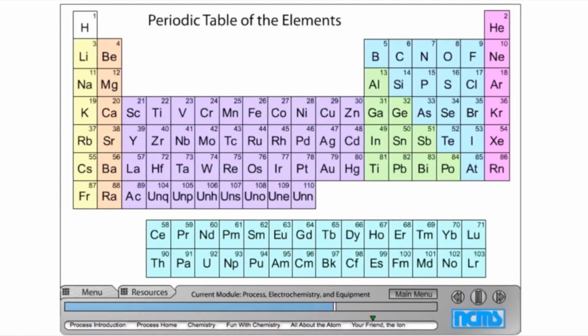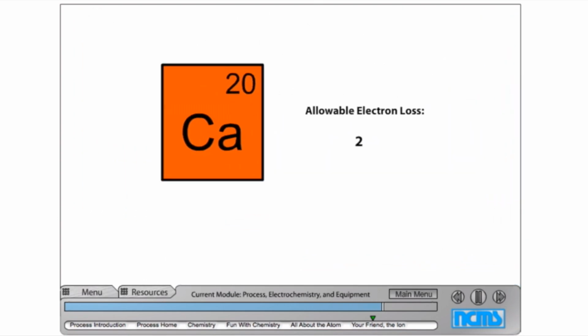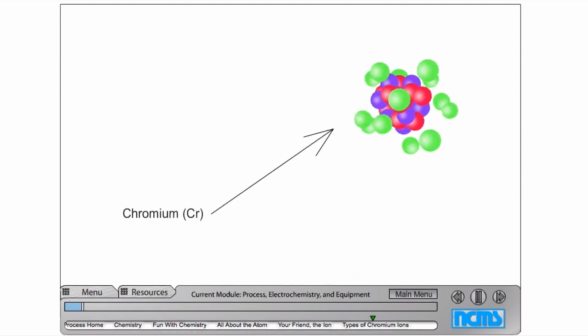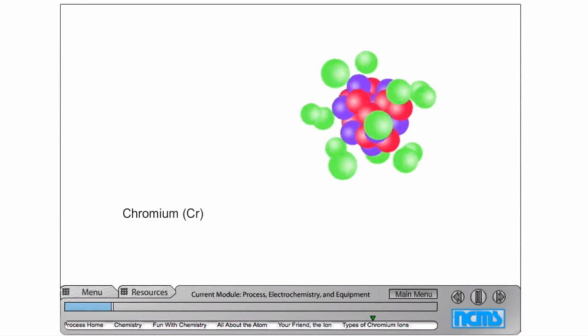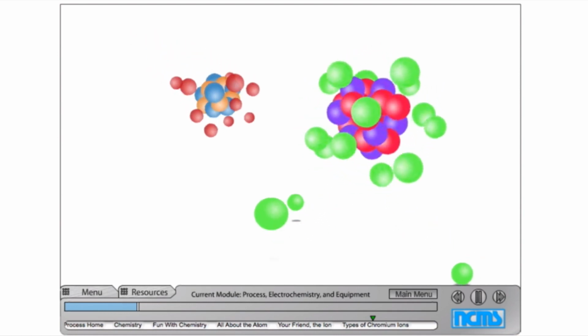Some elements are very strict about how many electrons they're willing to give up or adopt. Calcium, for example, is like an overprotective mother. It's only willing to part with 2 electrons, and that's it. Chromium is a little more easygoing than calcium. It's okay with losing 2, 3, 4, or even 6 electrons.